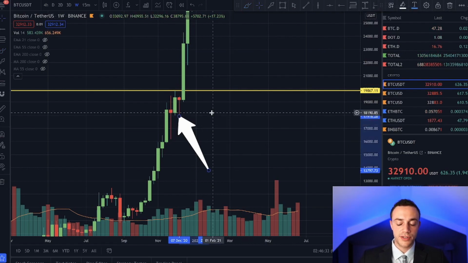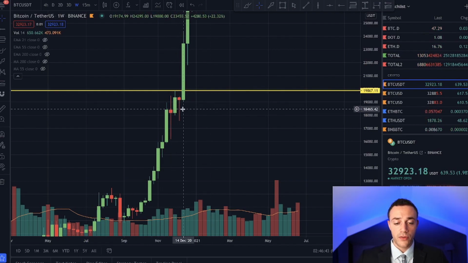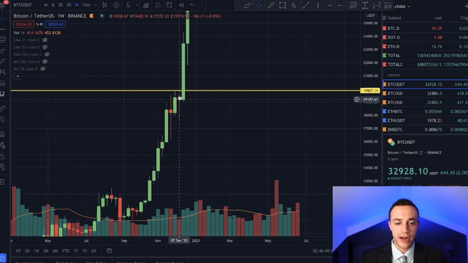Support and resistance works on all time frames. It does tend to work better on higher time frames, like all price action trading does. So we can see here on the weekly that we tested the level of resistance at about $20,000, and then we had a red week. We got rejected at resistance.